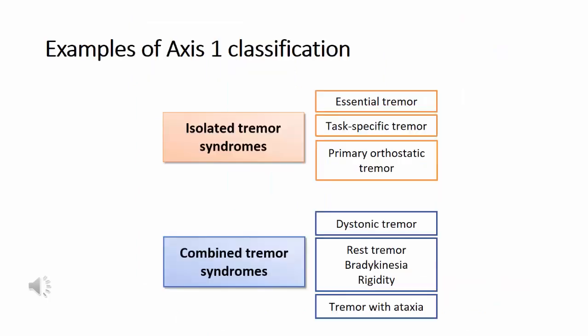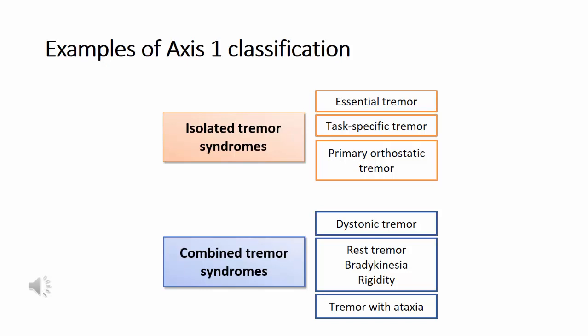Here are some examples of isolated tremor syndromes and combined tremor syndromes. I would like to point out one source of possible confusion. In the tremor classification scheme, tremor with dystonia is considered to be a combined tremor syndrome. In the dystonia classification scheme, tremor is accepted as a common feature of dystonia, so tremulous dystonia without other signs is classified as an isolated dystonia syndrome.